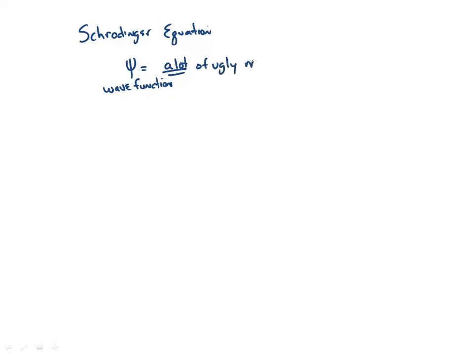So the idea is that we have what is called the Schroedinger Equation. And he used the variable psi to stand for the wave function. And what a wave function is, it's simply the mathematical description of the wave. And it's equal to a lot of ugly math. Therefore, we skip it.